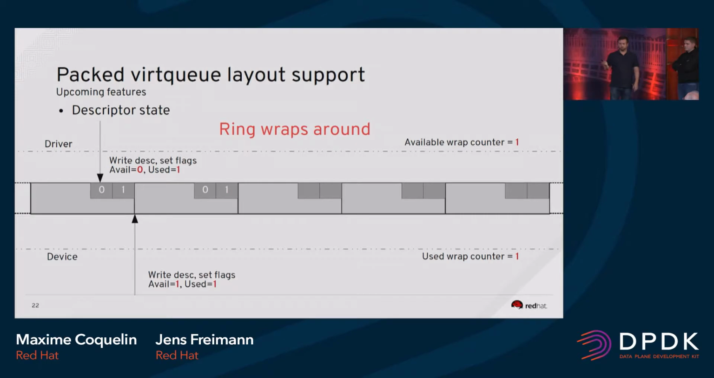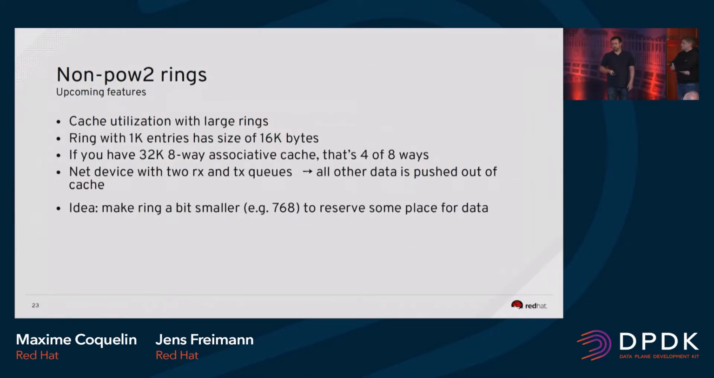Something else that still needs to be worked on, but will also be part of Virtio 1.1: for packed ring queues, we will remove the requirement that the ring size has to be a power of 2. The reason for this is to improve cache utilization, especially with large rings.